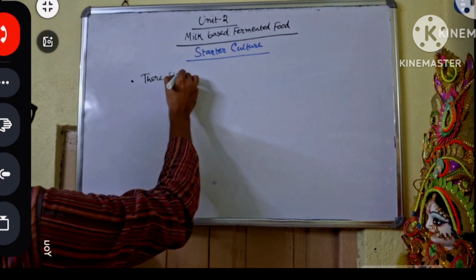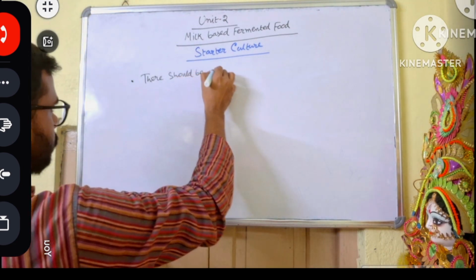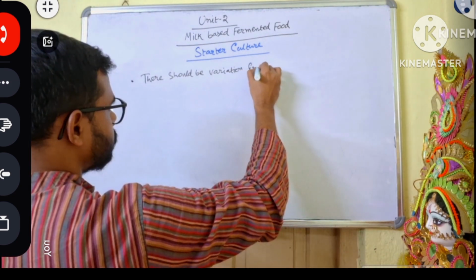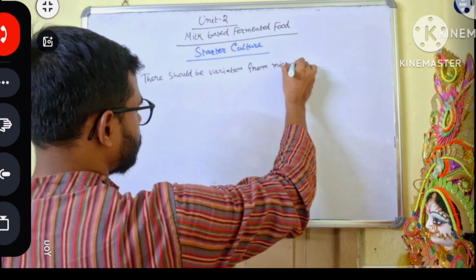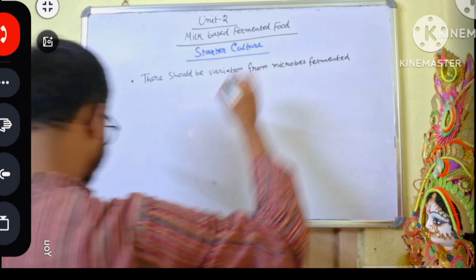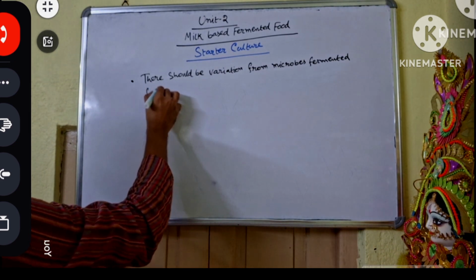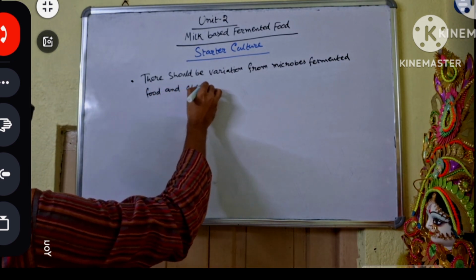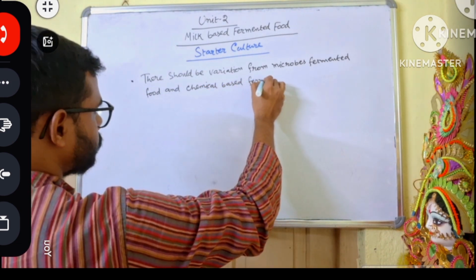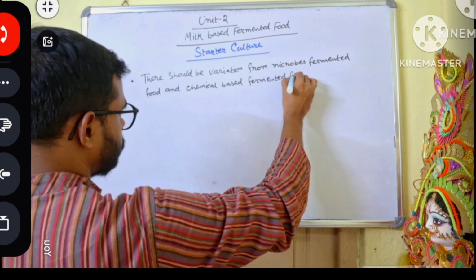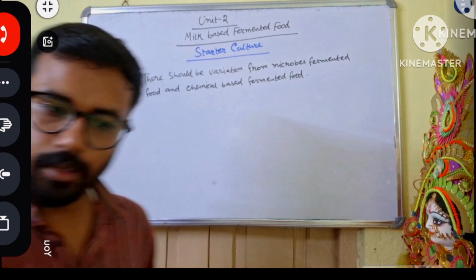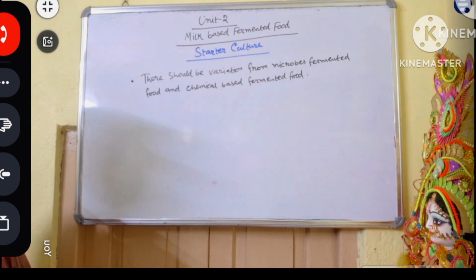There should be variation between microbe-fermented food and chemical-based fermented food. Yes or no? Is the statement correct or false? This statement is 100% correct.